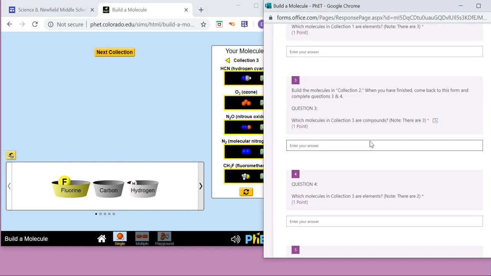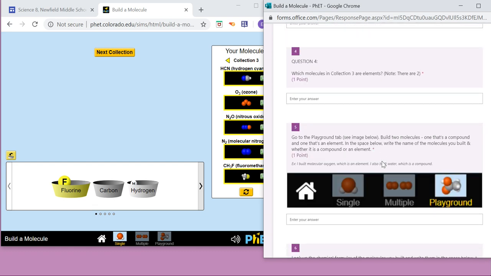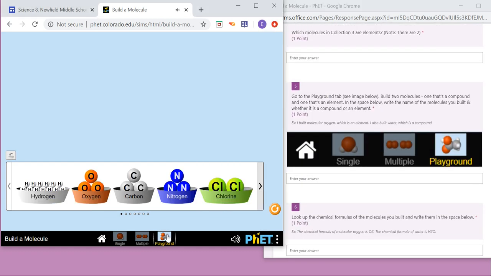After that, you will build the molecules in the next collection. When you have finished that, you will answer questions 3 and 4, which again ask you to identify compounds and elements. For question 5, you will go to the Playground tab and build 2 molecules, one that's a compound and one that's an element. In the answer space on the form, you will write the name of each molecule you built and if it's a compound or element. You'll have to just play around until you build a molecule that the simulation recognizes. Not every combination of atoms works.